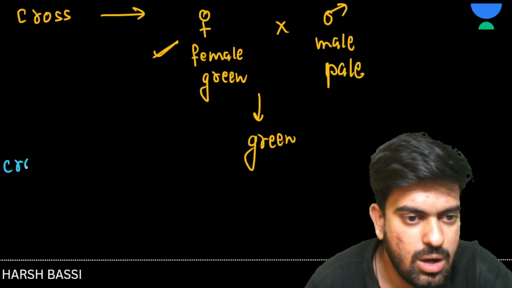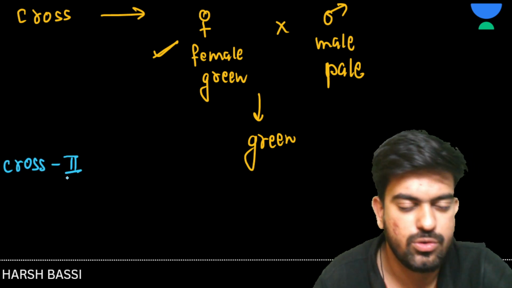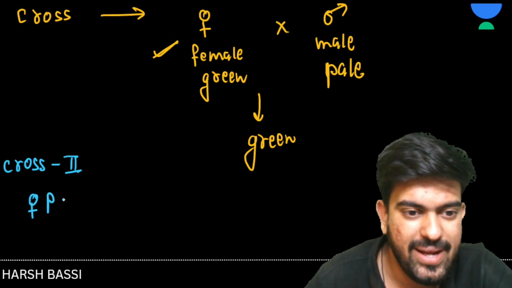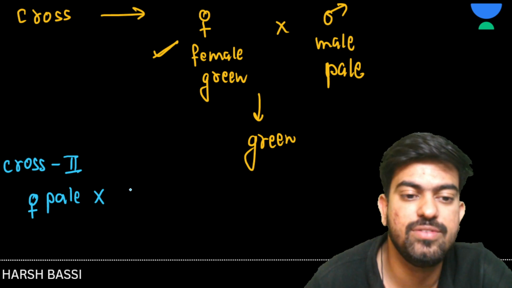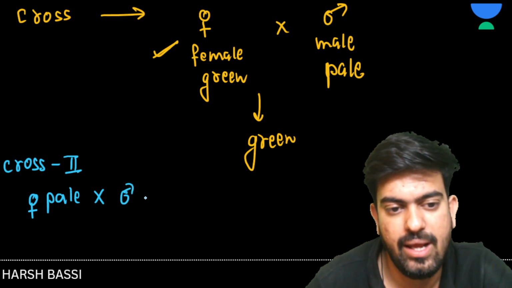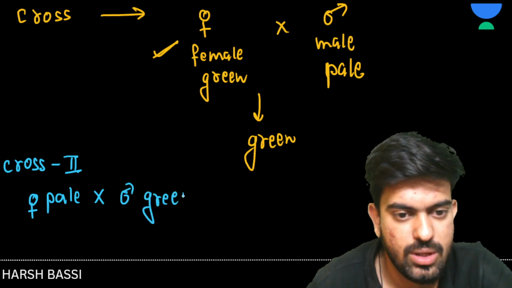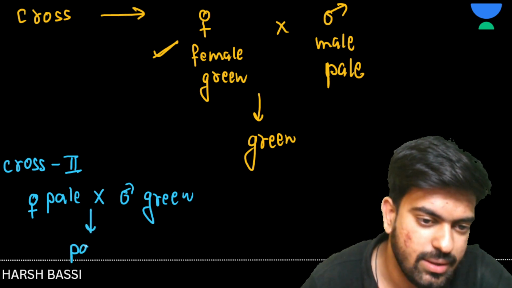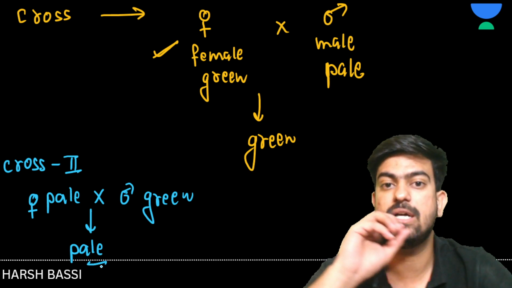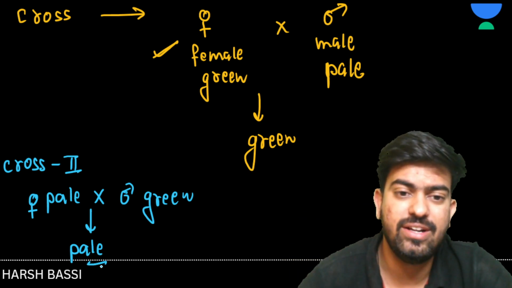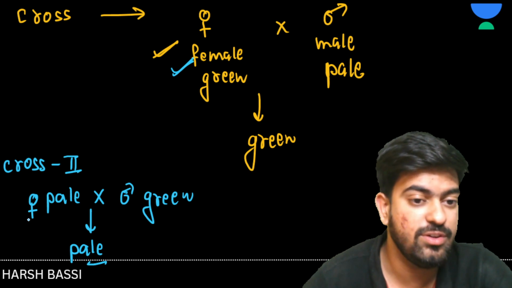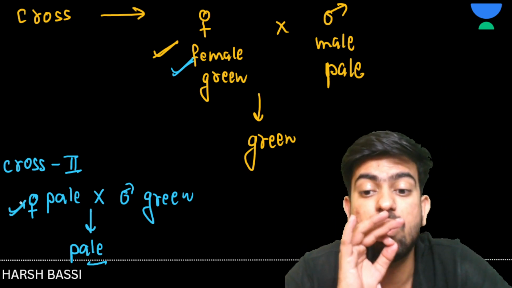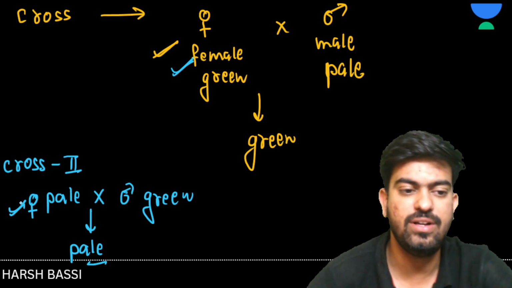See here, cross 2. Here we have a female, which is now pale, and a male, which is green. When we cross them, we are going to get pale colored progenies. So can you see, whatever the female phenotype is, the progeny will have that phenotype only. There will be no change in them. Clear to everyone?